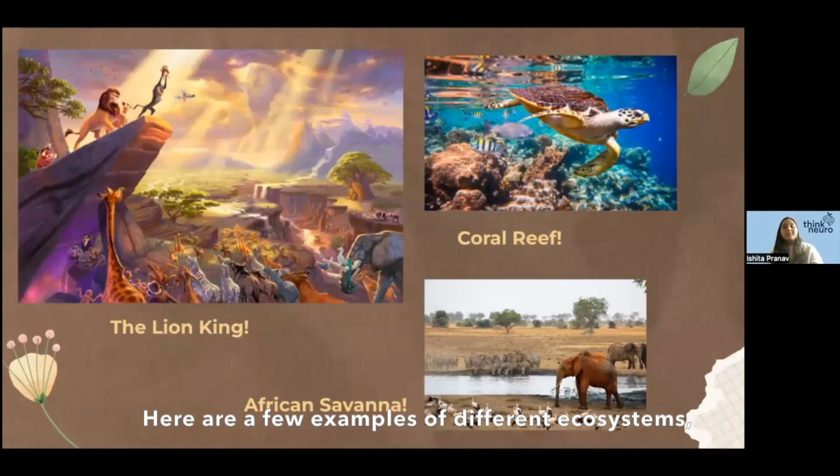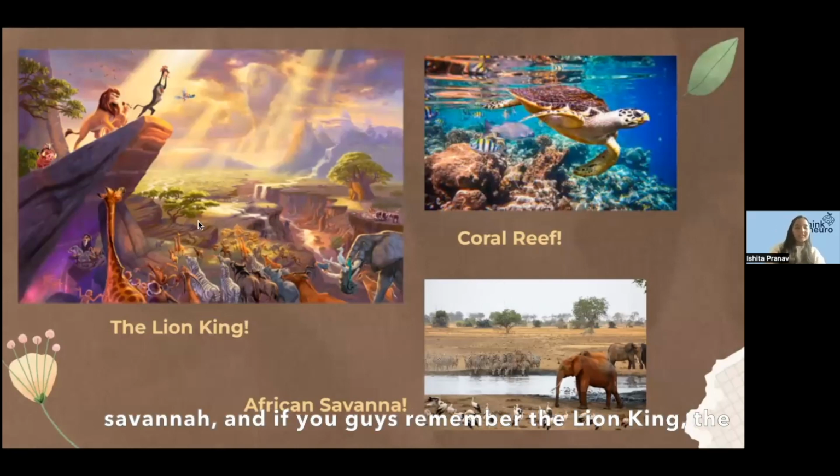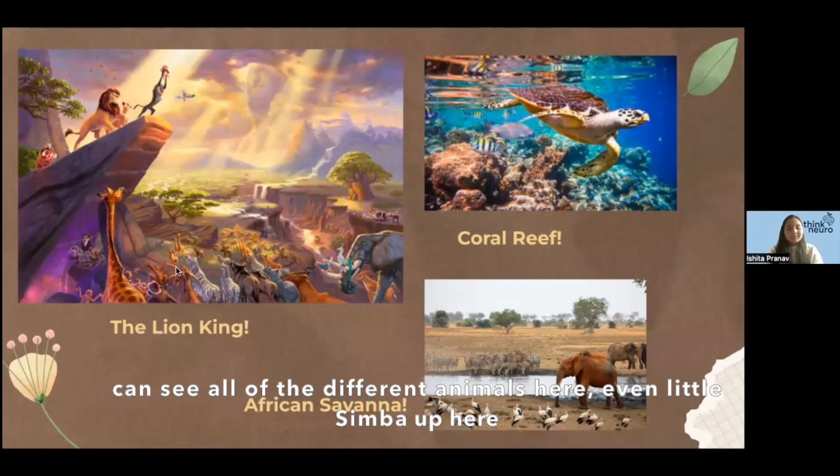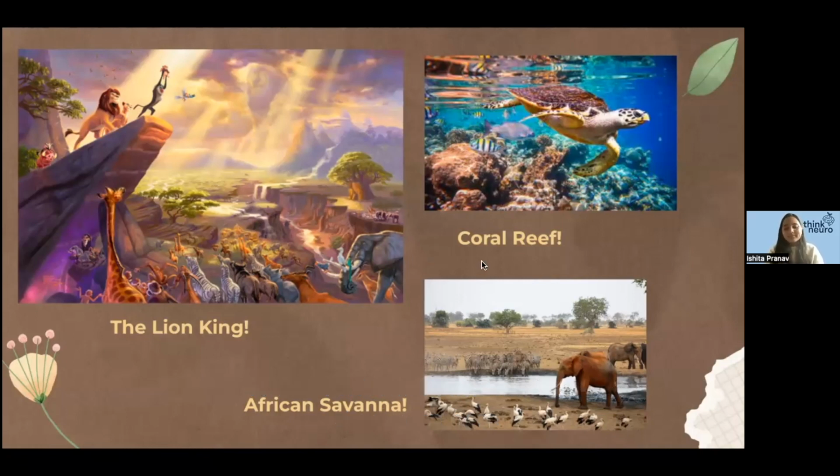Here are a few examples of different ecosystems. You can see the coral reef here and also the African savanna. And if you guys remember, the Lion King is a great example of an African savanna. You can see all the animals here, even little Simba up here.